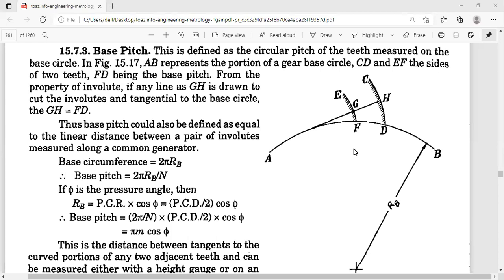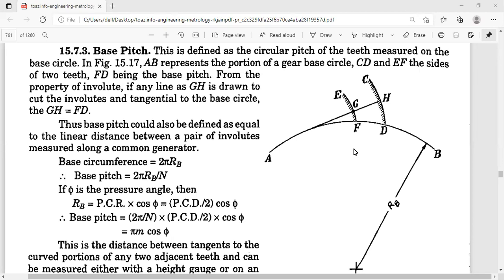This base pitch is defined as the circular pitch of the tooth. I already told you, whenever you want to know the circular pitch, you cannot measure it directly. That's why you have to calculate or know the base pitch by the formula, or use the base pitch measuring instrument. The base pitch measuring instrument is known as the portable handheld base pitch measuring instrument. We have that diagram beneath.